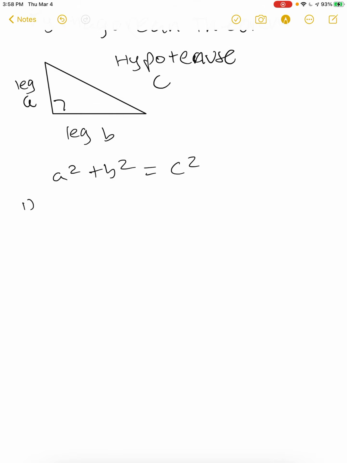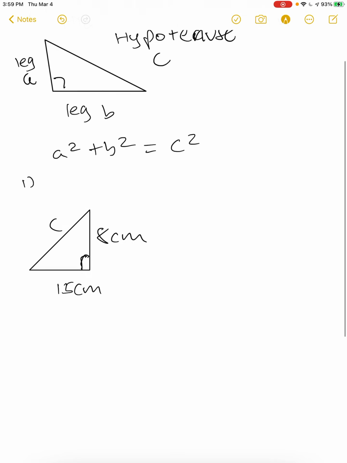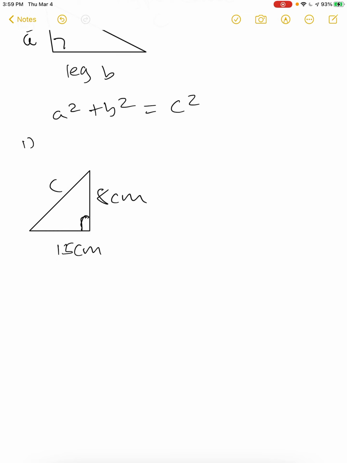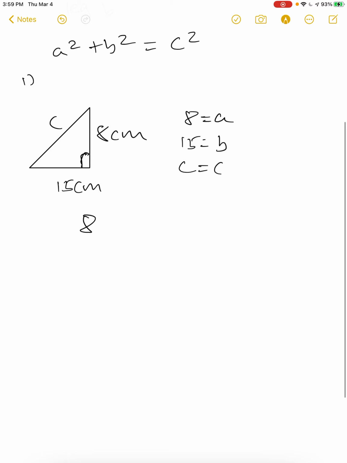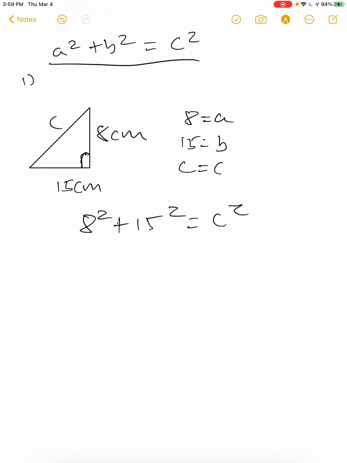So example 1, we have our right triangle with 8 centimeters here, 15 centimeters here, and side C that we're solving for. So we know that C is the hypotenuse, so we know that we can do 8 is equal to A, 15 is equal to B, and C is equal to C in this case. So now we just substitute back up here. 8 squared plus 15 squared is going to equal C squared.